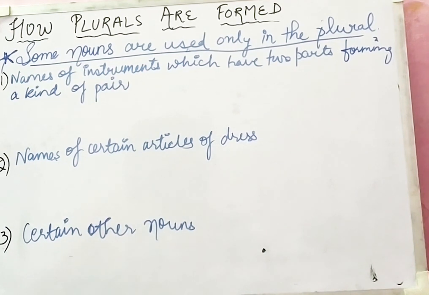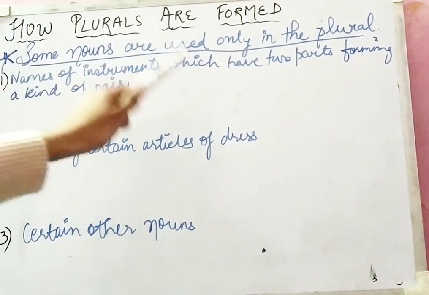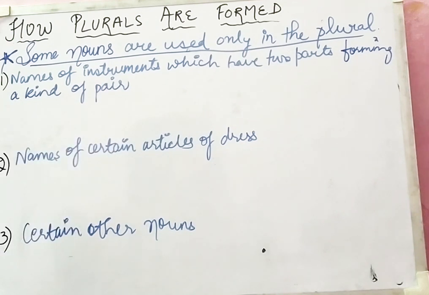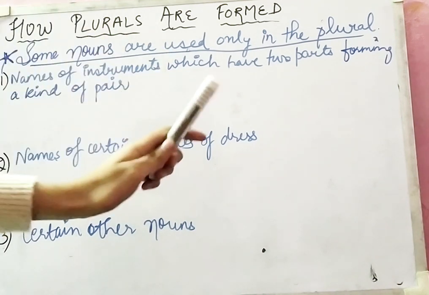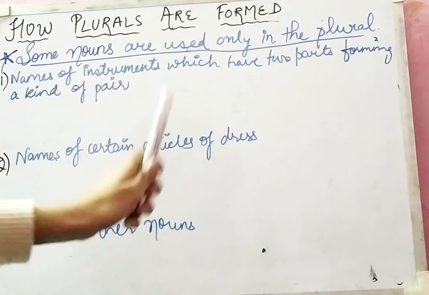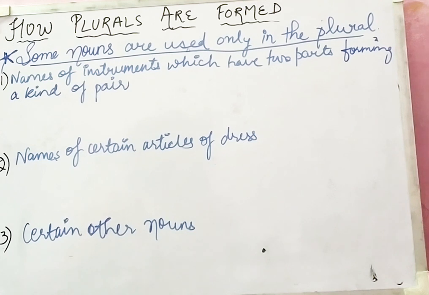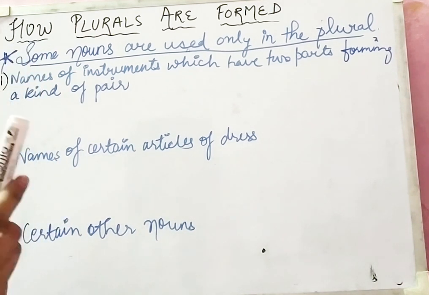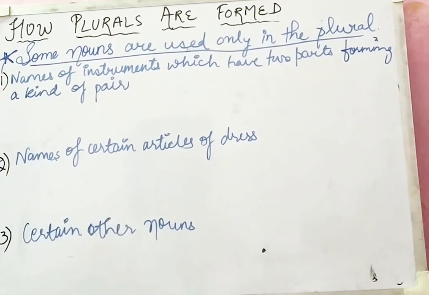Now the next concept is saying that some nouns are used only in the plural. They are only used in plural, means there will be no singular at all. Like there are three parts where we will use plural only. So the first one says names of instruments which have two parts forming a kind of pair.